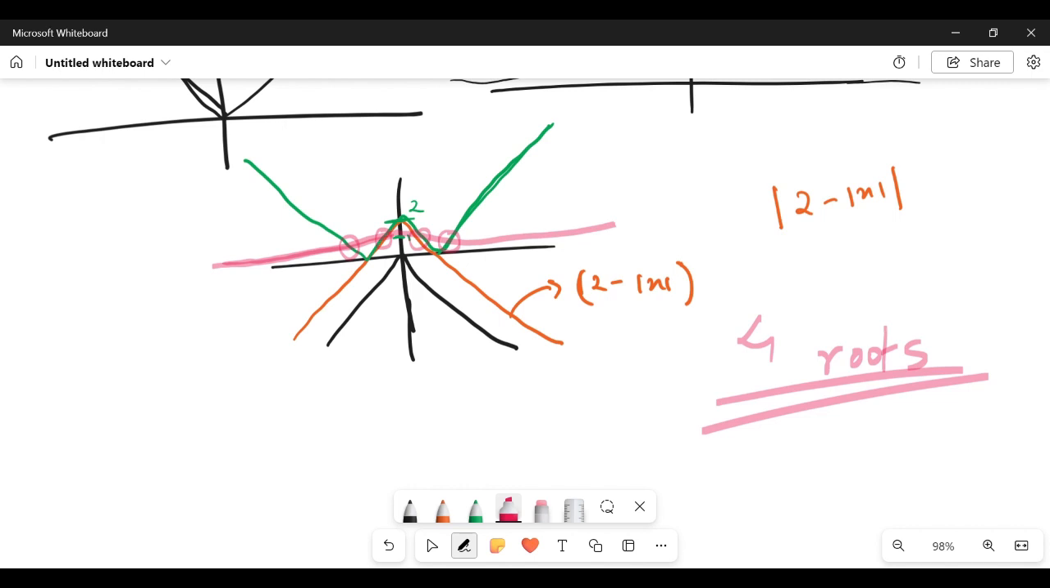So that was the wizard method. We simply have to check at what places and how many times these two graphs cut each other. Okay, so you can comment which method you liked, and what were the learnings you got from this video. Thank you for watching.